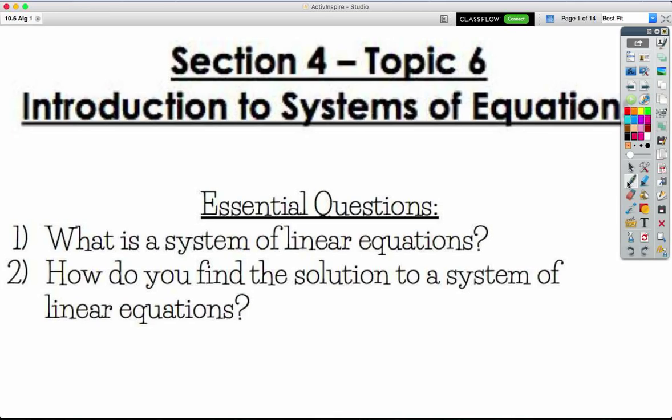This lesson is for 4.6, Introduction to Systems of Equations. Our essential questions are: what is a system of linear equations, and how do you find the solution to a system of linear equations?